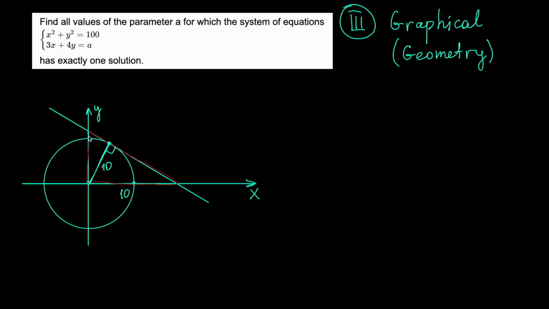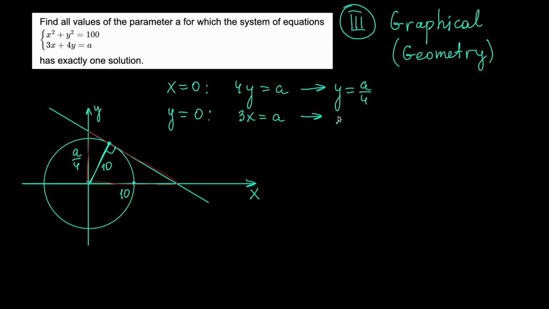And we also can find the legs of this triangle from the points of intersection of this line with the axis. So if we say that x is equal to 0, then we have 4y equals a, which gives us y is equal to a over 4, which is the length of this leg. So it's a over 4. If we put y equals 0 into the equation, then we have 3x equals a, which means that x equals a over 3 is this leg of this triangle. So we have a over 3 here.